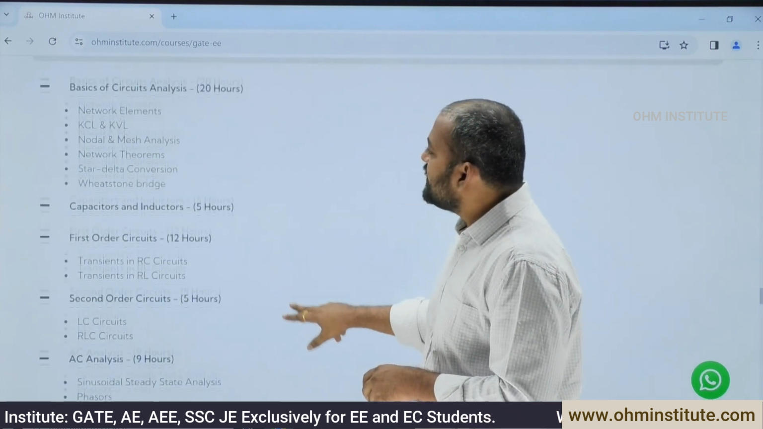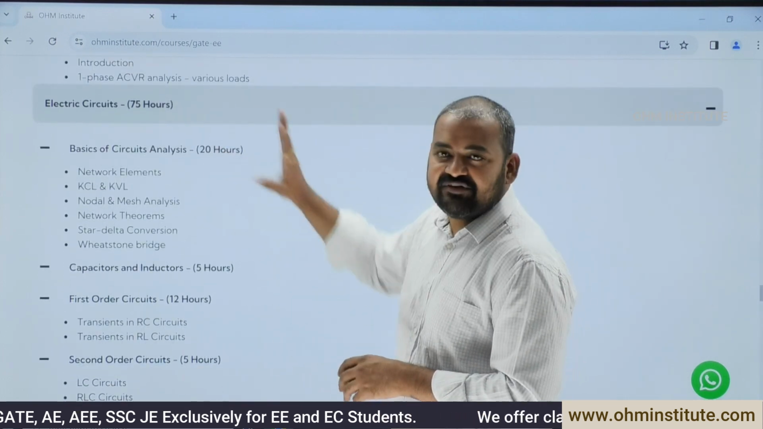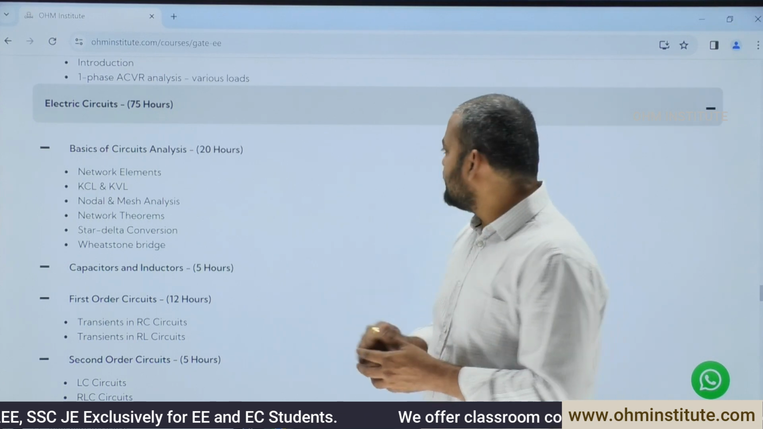So this is what electrical circuits is, completely around 75 hours. Gautam sir will deal with this subject.